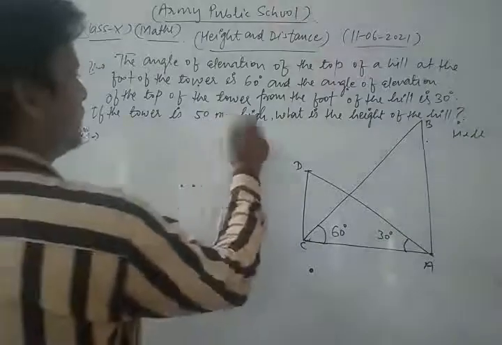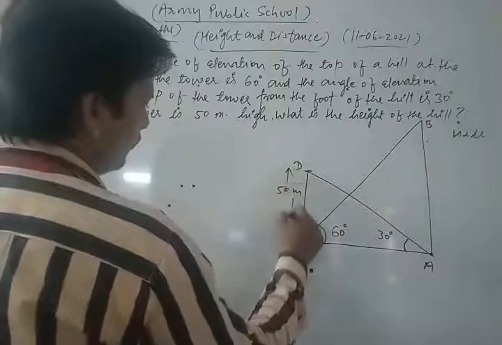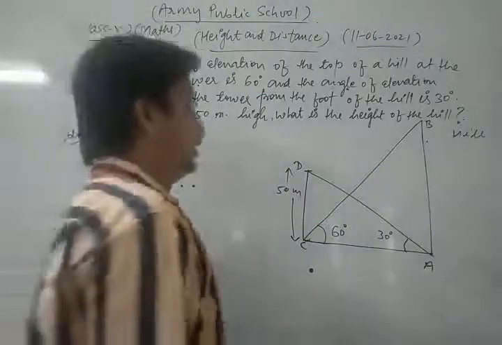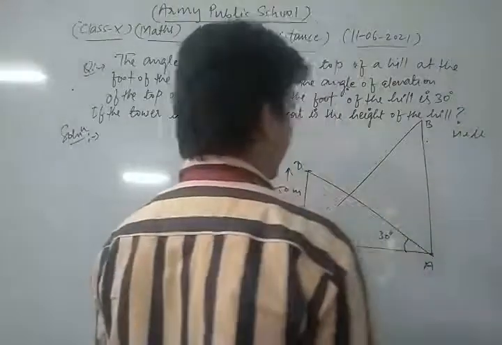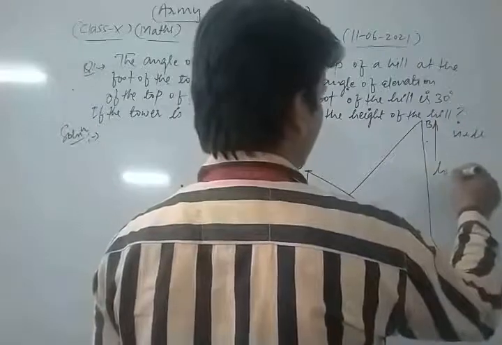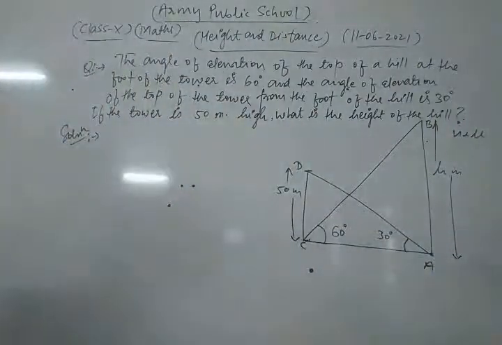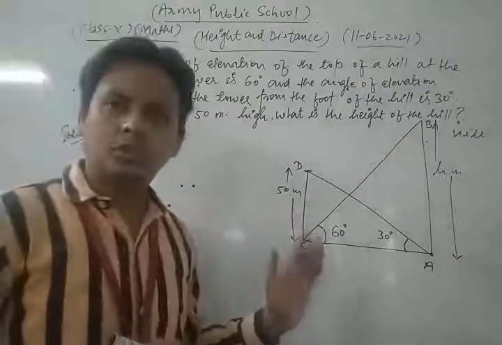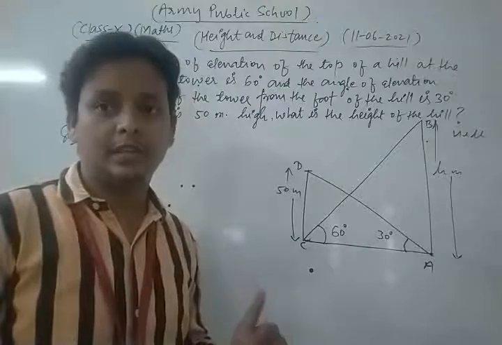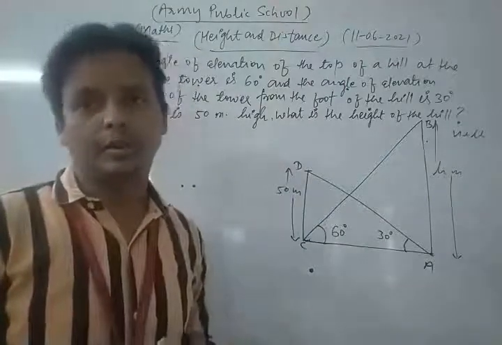This is 50 meters high, meaning the height of the tower CD is 50 meters. Now we find the height of the hill. Let the height of the hill be h meters. So this is the figure, dear student. First of all, clear the concept of the figure. Draw the diagram very carefully according to the question. After that, you can solve the question.